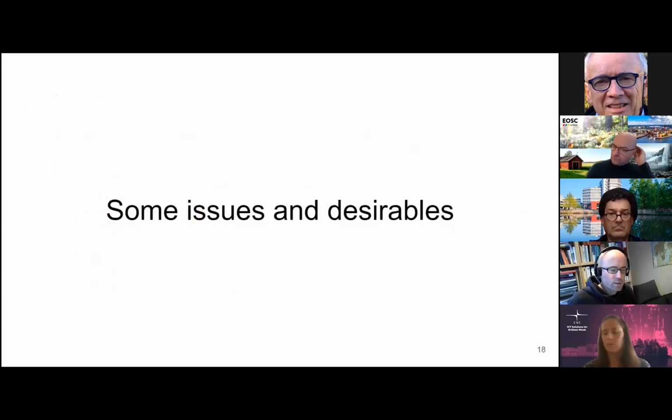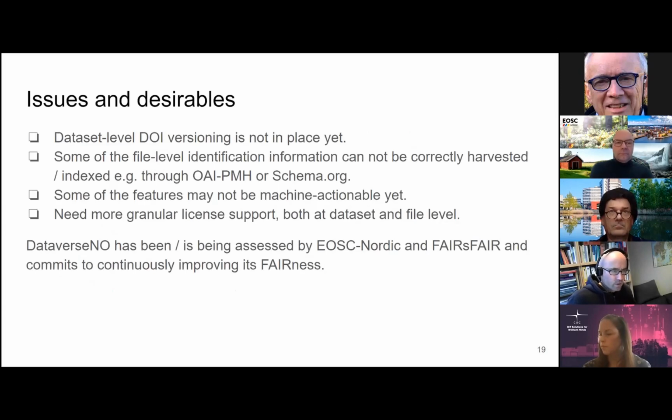There are still some issues and desirables. For instance, there is no dataset level DOI versioning. This is not in place yet. You may find this in, for instance, Zenodo, I think. And some of the file level identification information that I've been talking about cannot be correctly harvested, for instance, through OAI-PMH or schema.org. There are some of the features that may not be machine actionable yet, and we also need more granular license support, both at the dataset and file level.